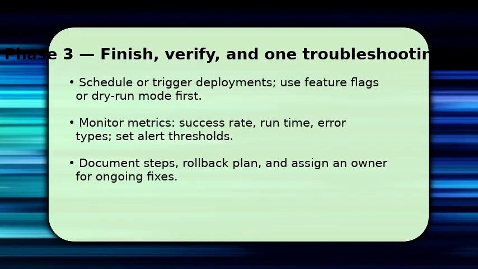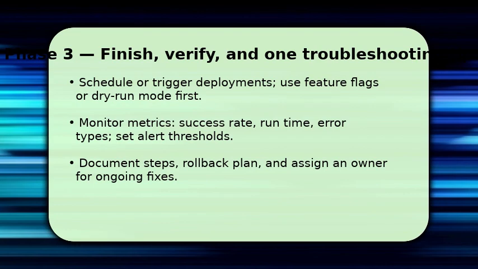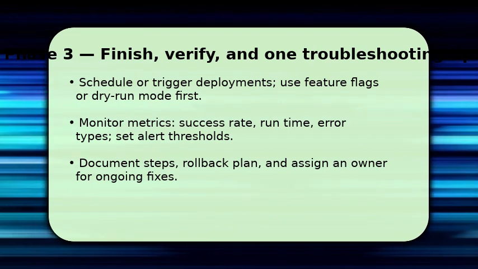If things go wrong, check logs for the first failing operation and retry with a dry run after fixing inputs. This single troubleshooting step resolves most automation failures quickly and prevents repeated errors.